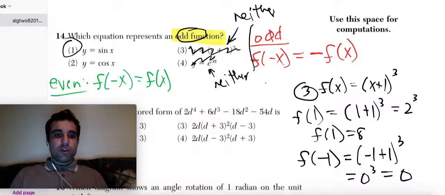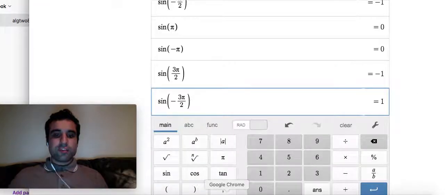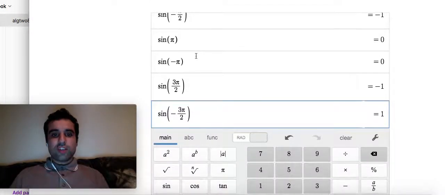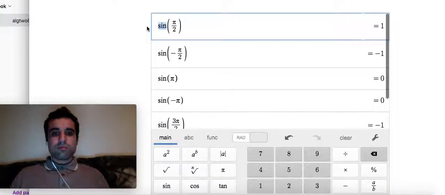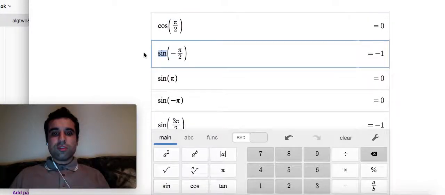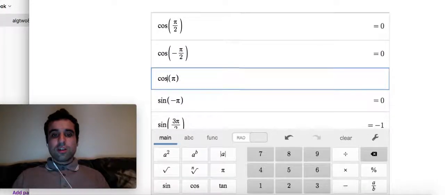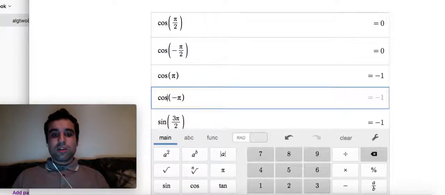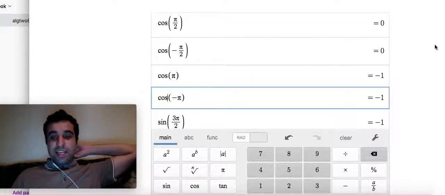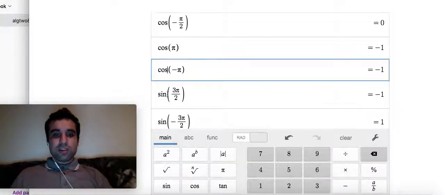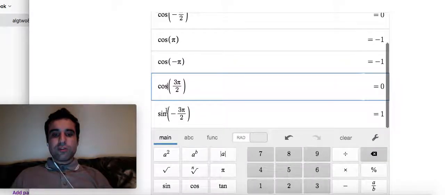If you look at cosine, you'll see that cosine will be even, because if I do the same thing, instead of sine, I change everything to cosine here. Cosine of pi over 2 is 0. Well, cosine of negative pi over 2, whether it was even or odd, would also be 0. Cosine of pi is negative 1. Cosine of negative pi is also negative 1. So you see how cosine of pi and negative pi is the same? Cosine is even. And it'll be good for you to memorize that, guys.